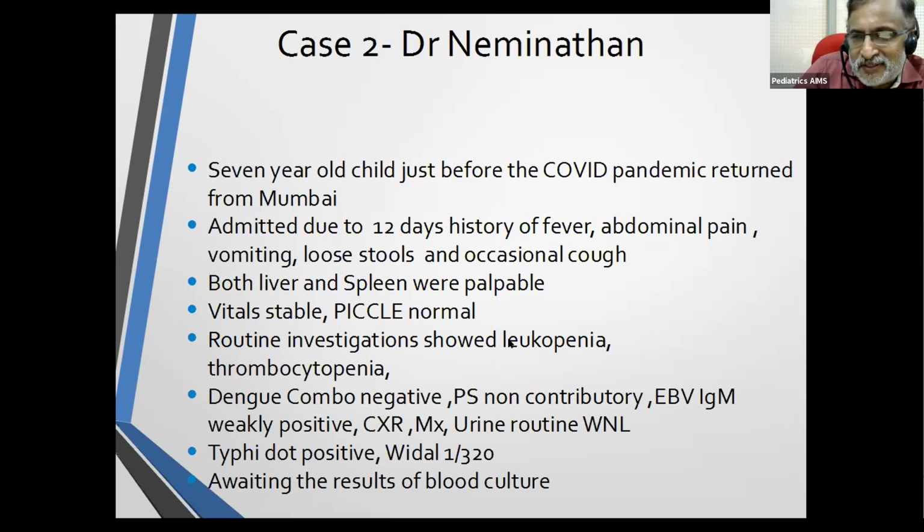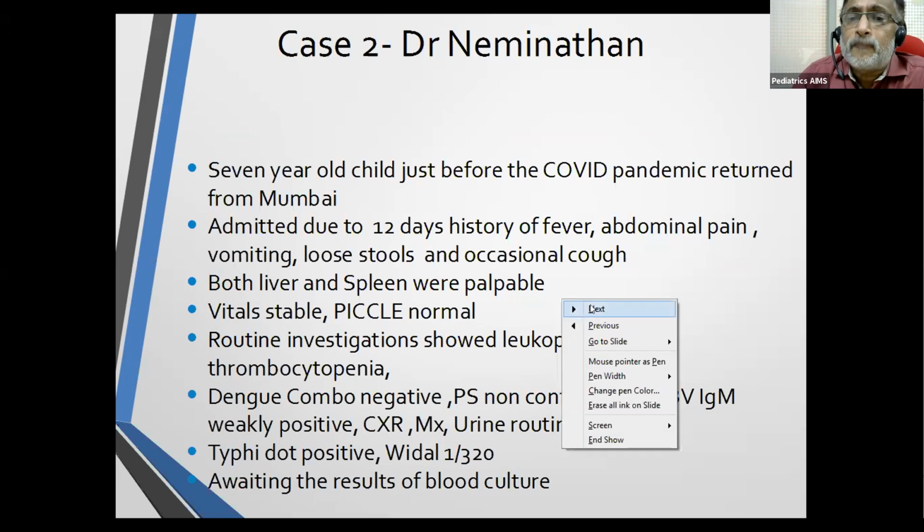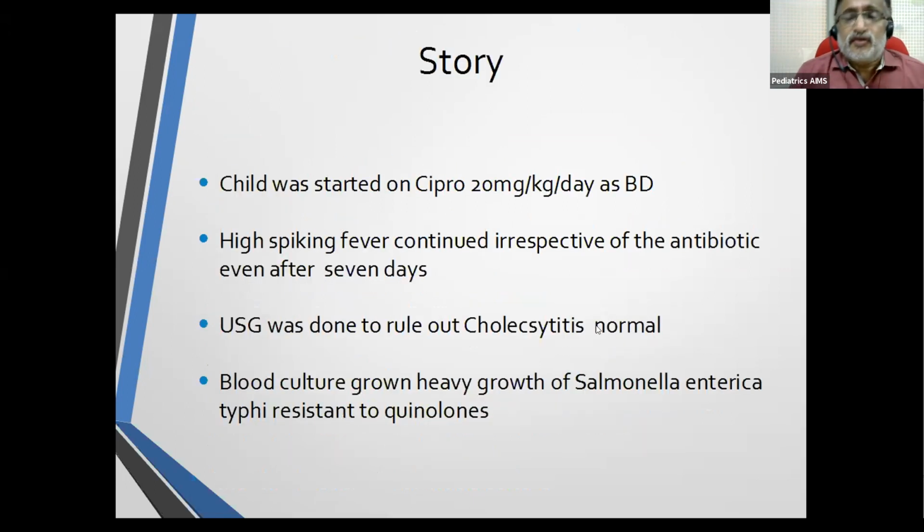Right now we heard from Dr. Thangavelu sir about thrombocytopenia. Dengue combo negative. Peripheral smear non-contributory. EBV IgM weakly positive. Chest X-ray, Mantoux, urine within normal limits. Typhidot is positive and Widal 1 in 320, awaiting the results of blood culture. So this child was started on ciprofloxacin 20 milligram per kg per day in two divided doses, but high spiking fever continued irrespective of the antibiotic even after 7 days. Ultrasound was done to rule out cholecystitis, but it was normal. Blood culture grew heavy growth of Salmonella enterica typhi, resistant to quinolones.